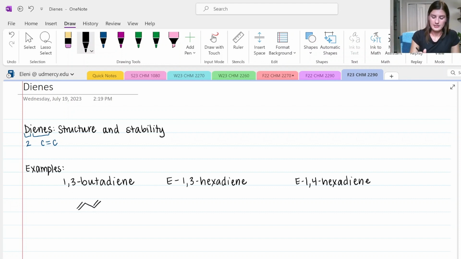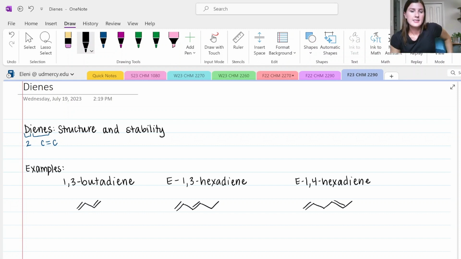Another example is 1,3-hexadiene. So here we have 6 carbons. We have a double bond on carbon 1 and a double bond on carbon 3. Another example, 1,4-hexadiene, 6 carbons again, double bond on carbon 1, double bond on carbon 4.